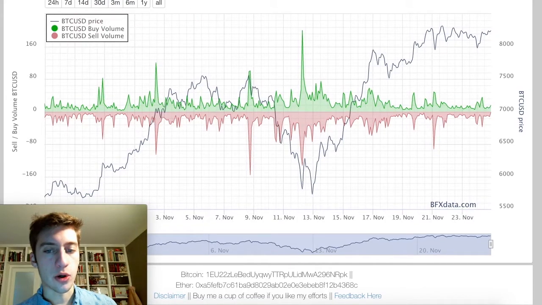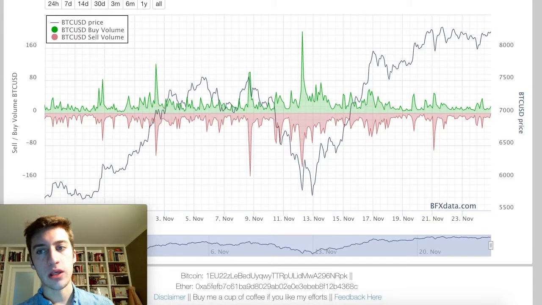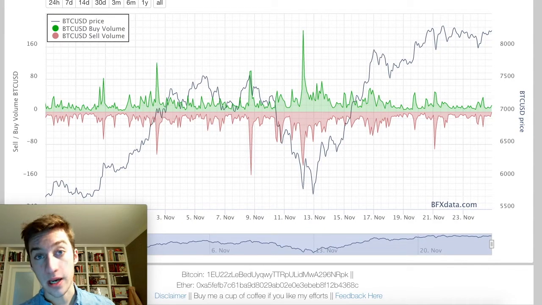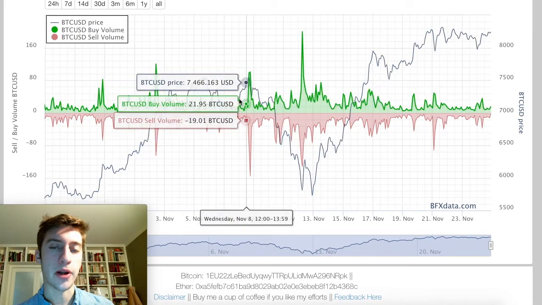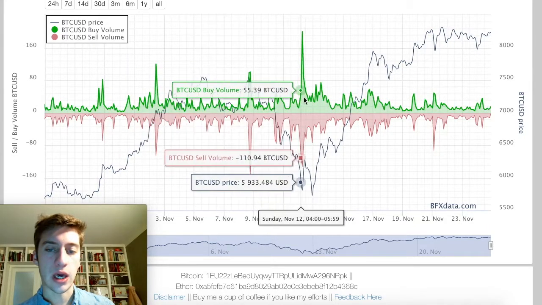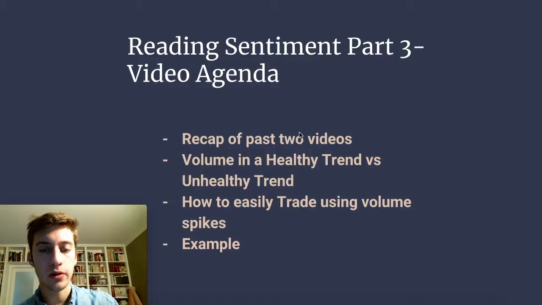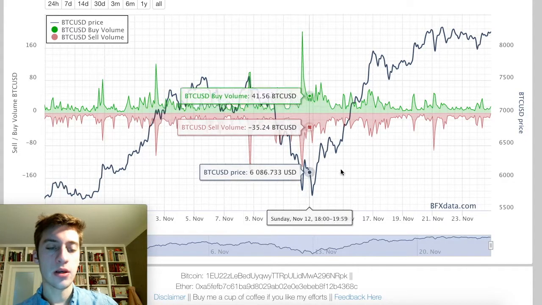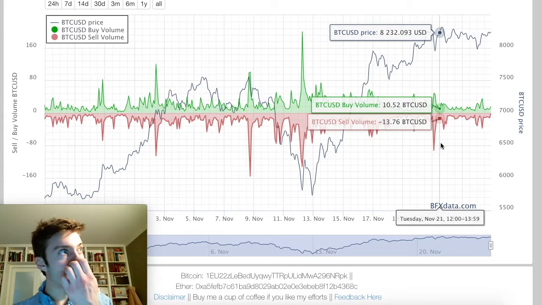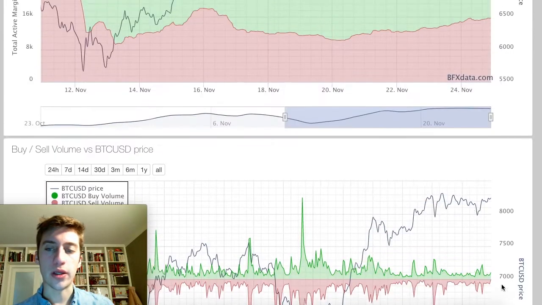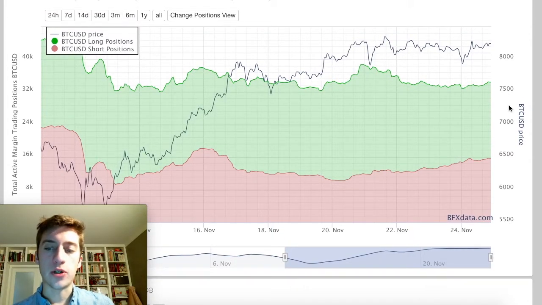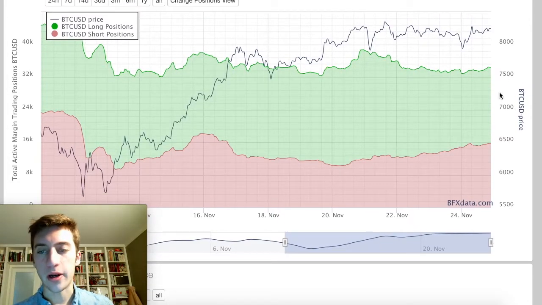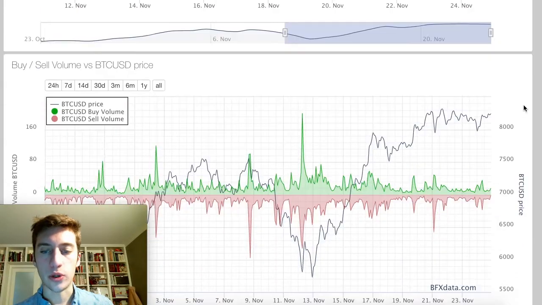Okay, so we've gone over looking at buy and sell volume in the 3 different kinds of fashion: at market tops, at market bottoms, and as continuation. We've also put them paired together and seen how that impacts the market. So that is how you can easily trade using volume spikes. But what you might be wondering is how this works in conjunction with positions. For my next video, I'm going to show you exactly how you can pair position trading with volume trading.